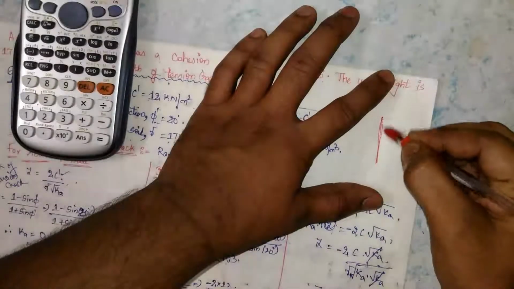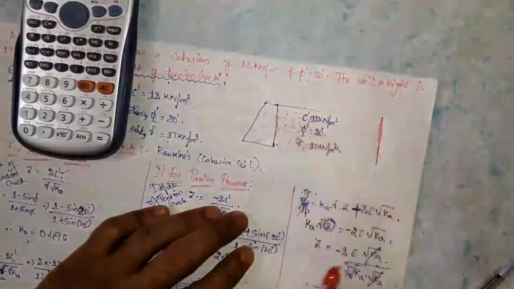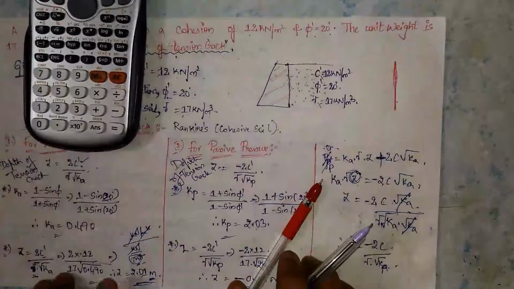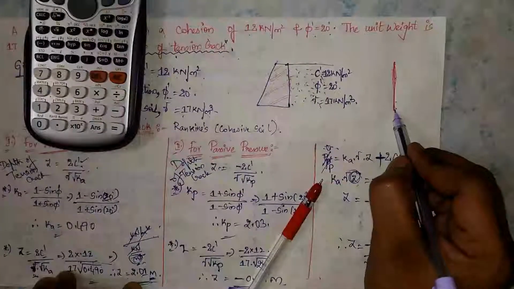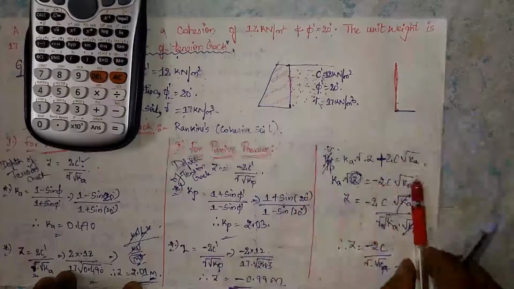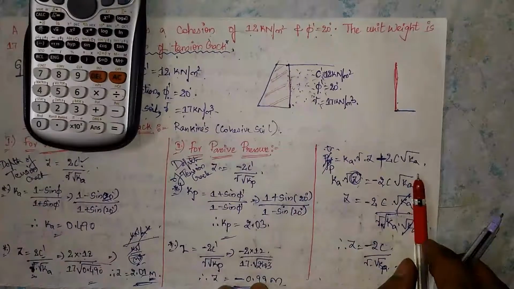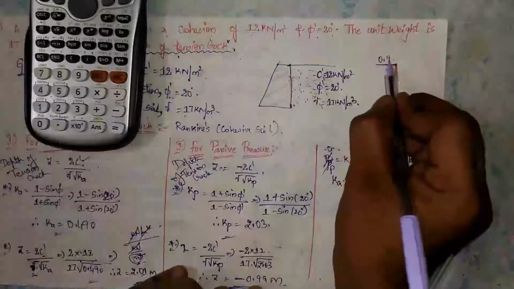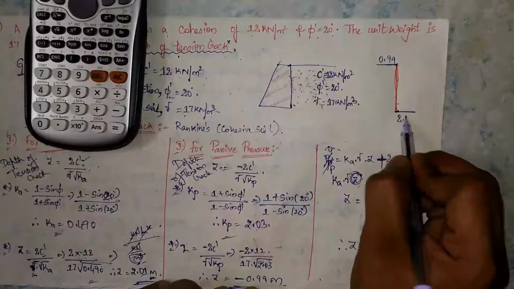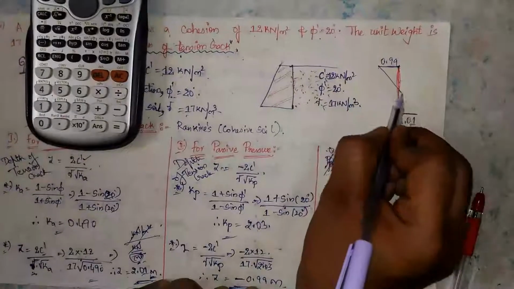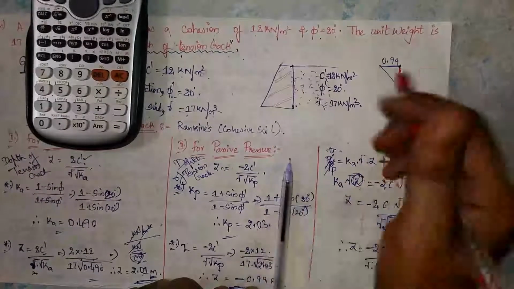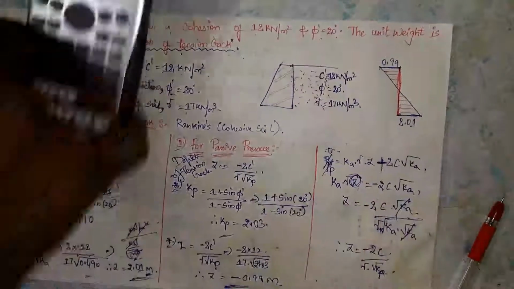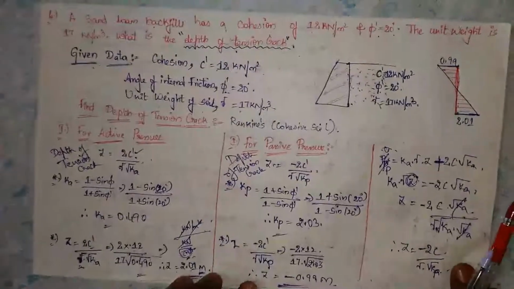So assume this as the backside of the retaining wall. Okay, here is the active pressure. What is the value of the active pressure? 2.01. Next, what is the passive pressure? Minus 0.99. So we have to show here minus 0.99, and here 2.01. Just to mention. So this is the way to solve the problem. Okay, I hope that you understood all these problems.